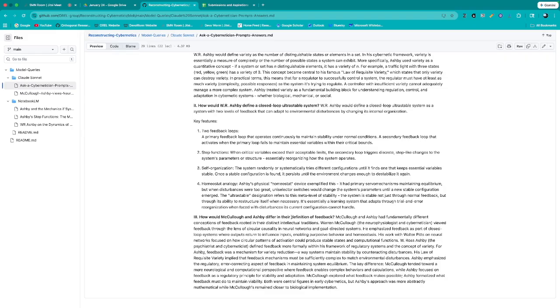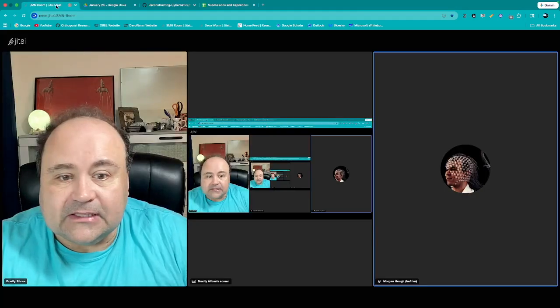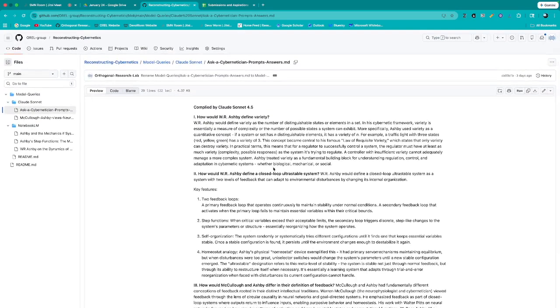And the key difference here is that McCullough tended towards a more neurological and computational perspective, where feedback enables complex behaviors and calculations, while Ashby focused on feedback as a regulatory principle for stability and adaptation. McCullough explored what feedback makes possible. Ashby formalized what feedback must do to maintain viability. Both were central figures in early cybernetics, but Ashby's approach was much more abstractly mathematical, while McCullough's was closer to biological implementation. So that's the Claude Sonnet set of summaries.